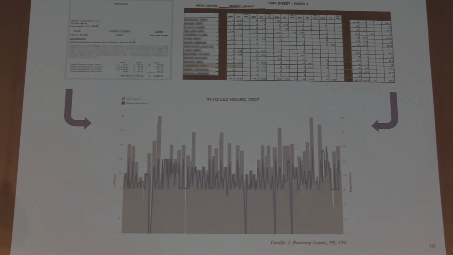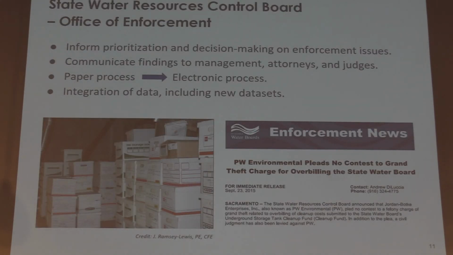On the top of the slide, there's one of the invoices and also one of the timesheets associated with this case. As the investigation progressed, data visualization was used again to show exactly how the contractor was committing fraud. The graph that you see on the bottom shows the invoiced hours, which are the gray bars, graphed against the actual hours recorded in the timesheet, which is the blue line. With data visualization, it's easy to see exactly how they padded those hours.